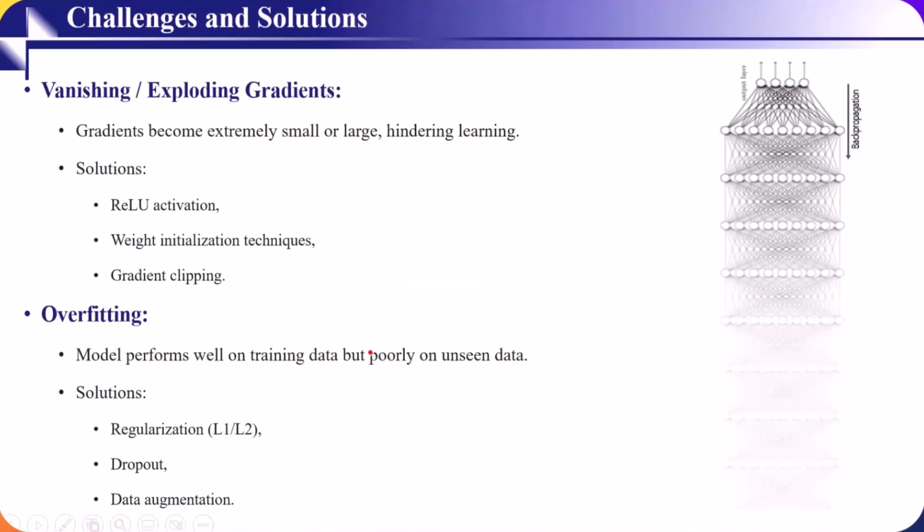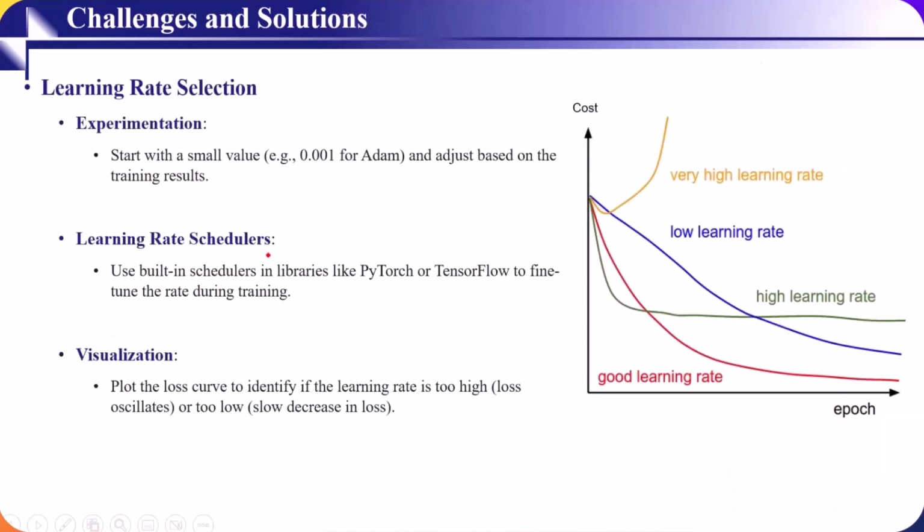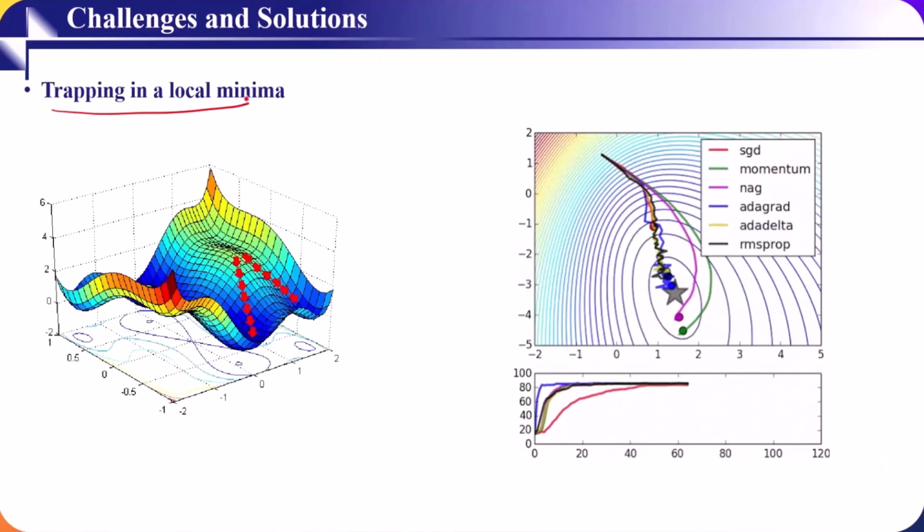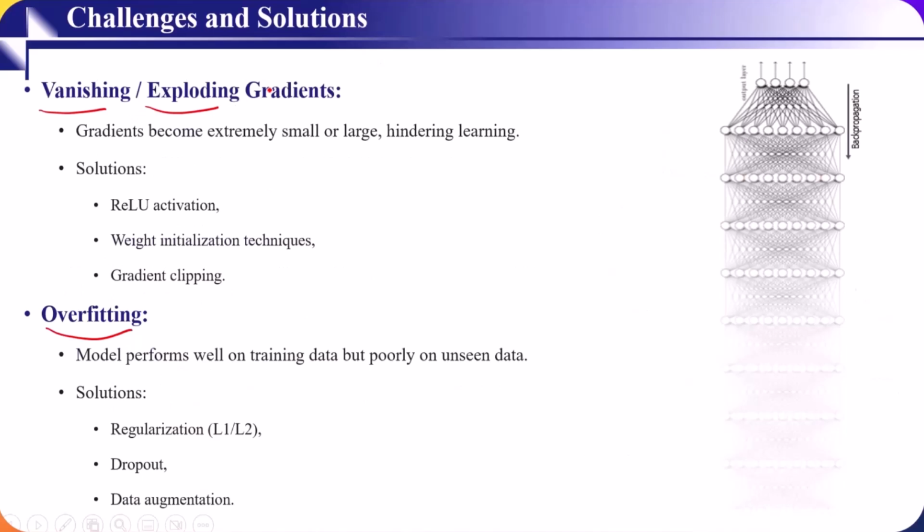But like any other process, there are some challenges associated with the backpropagation process. Some of the important problems are vanishing gradients, exploding gradients, overfitting. Then we have here learning rate selection, and we have also trapping in local minima. So I will briefly explain what these problems are and what the solutions are for each one.